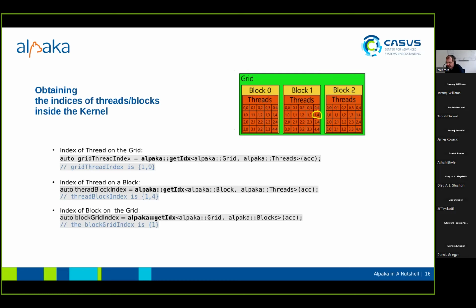For example, thread 1.4 of block 1 would have a grid index of 1.9 because it is on the second row with the index 1 and the 10th column with the index 9. And note that Alpaka grid and Alpaka threads types are used as template arguments. The same thread will have a thread block index of 1.4, which shows its coordinates with respect to the block. And the block grid index for that specific thread will be 1 because it is the block with index 1.